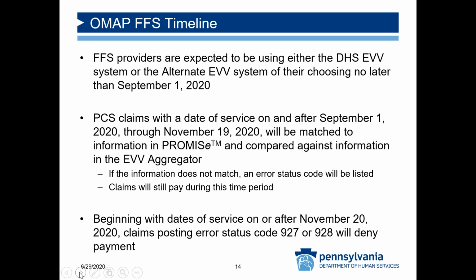Beginning with dates of service on or after November 20th of this year, claims posting error status codes 927 or 928 will deny payment.